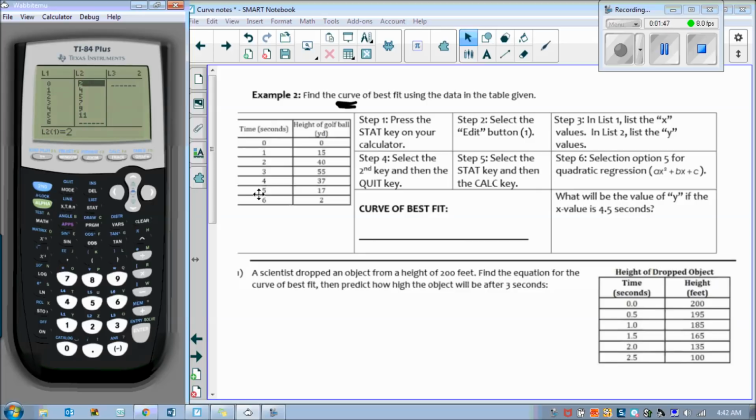So this is describing the time. So after 1 second, the height is 15. After 2, it's 40. After 3, it's 45. And then after 6 seconds, oops, should be 2. So that describes the time. That's our x value. And this describes the height of the golf ball. So far we've completed steps 1, 2, and 3. We've just typed in our list. Now we really don't even have to do step 4.